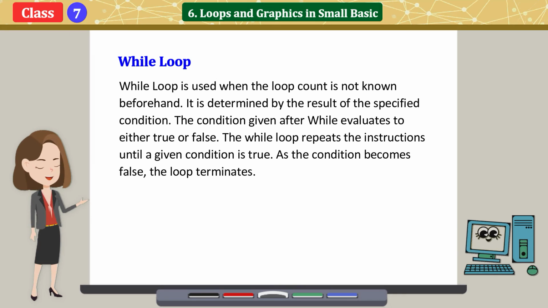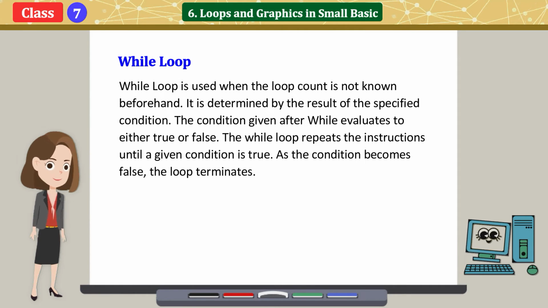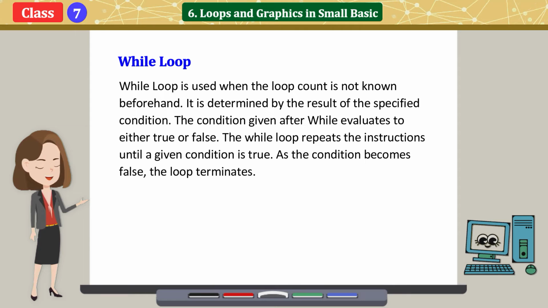While loop. While loop is used when the loop count is not known beforehand. It is determined by the result of the specified condition. The condition given after while evaluates to either true or false. The while loop repeats the instructions until a given condition is true. As the condition becomes false, the loop terminates.